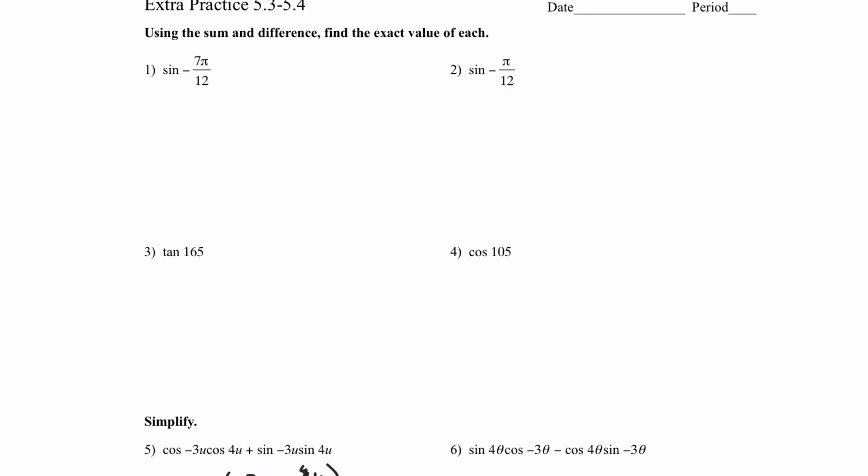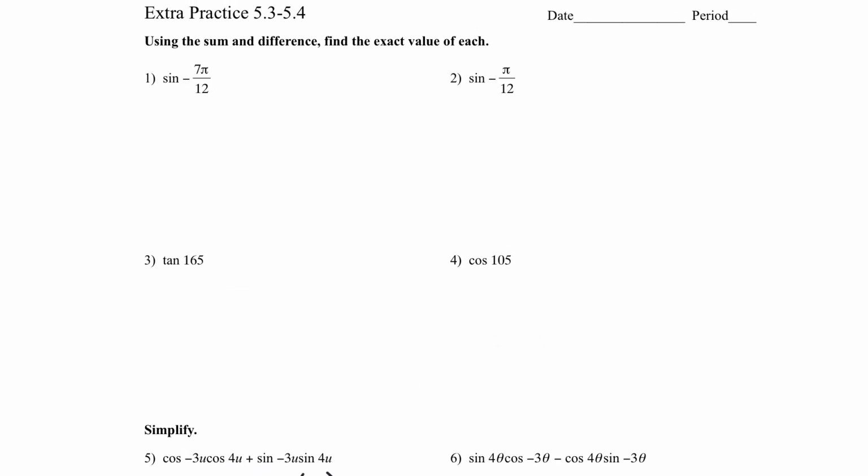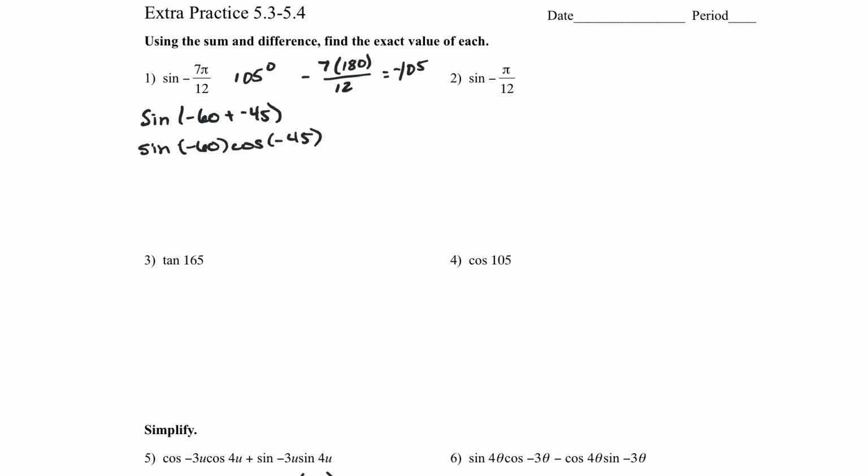All right, let's look at number 1 just to kind of refresh our memory. I'm going to go ahead and convert that into degrees. That's negative 105. You do that by saying 7 times 180 divided by 12. That's negative 105. So we're going to say sine of negative 60 plus negative 45. I want to keep that addition there so that it keeps me from losing my negative signs in the mix. And we're going to say sine of negative 60. Then you're going to have cosine of negative 45.